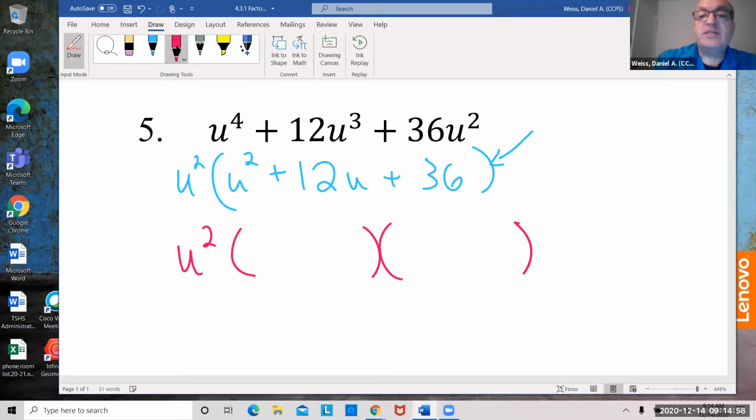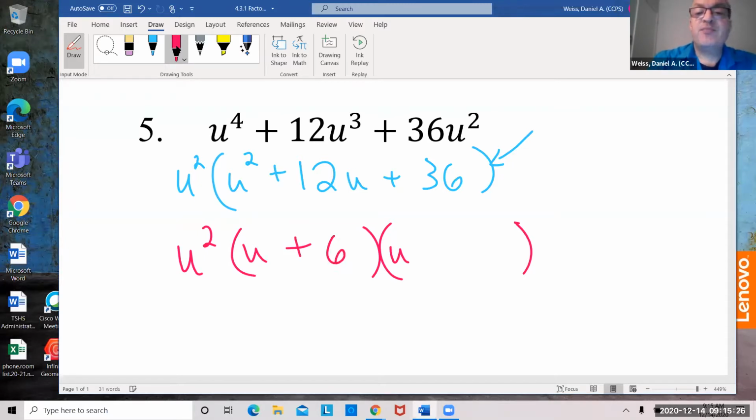What times what makes u squared? U times u. What times what makes 36 and when added together makes positive 12? 36 times 1? No. 18 times 2? No. 12 times 3? No. 9 times 4? No. 6 times 6? Yes.